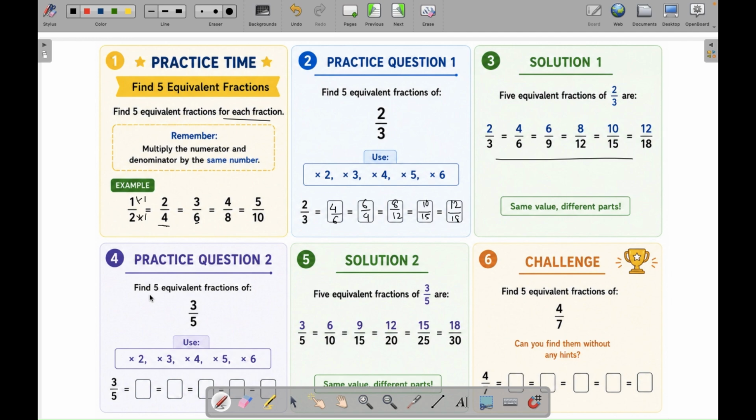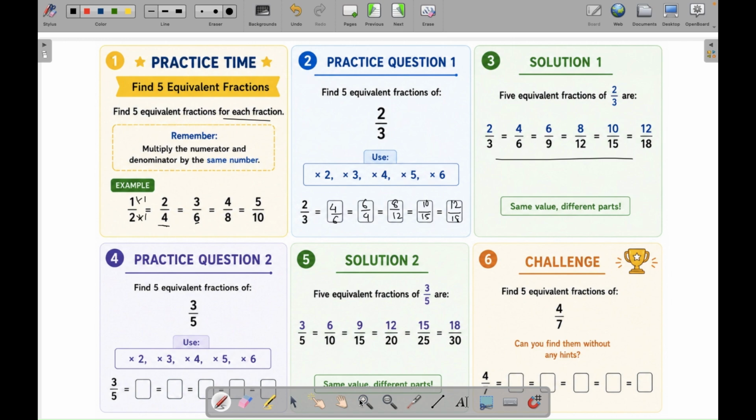Okay. Another example, we are given 3 upon 5 as a fraction. We need to find 5 equivalent fractions of 3 upon 5. Again, we multiply both numerator and denominator by 2, 3, 4, 5 and 6 respectively. So we'll get 6 upon 10 if you multiply by 2, 9 upon 15 by 3, 12 upon 20 by 4, 15 upon 25 with 5 and 18 upon 30 if I multiply by 6, both numerator and denominator.